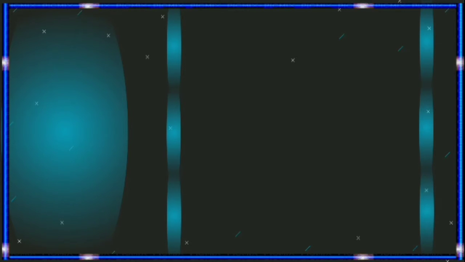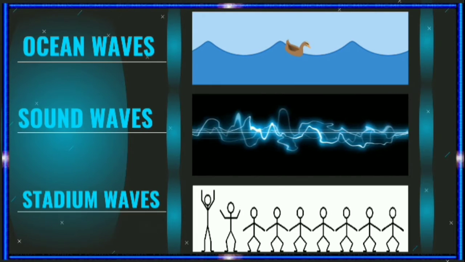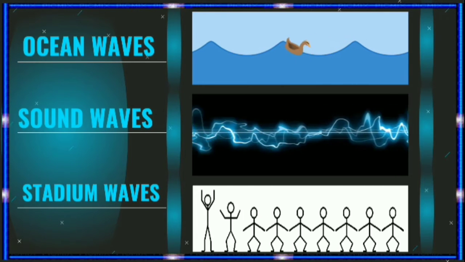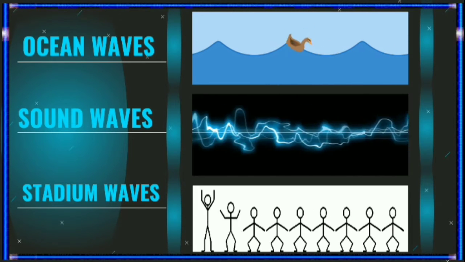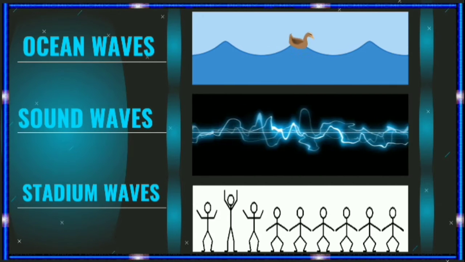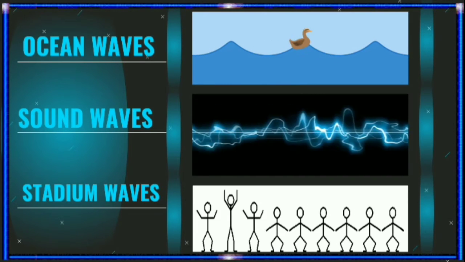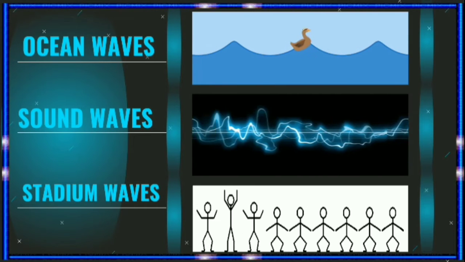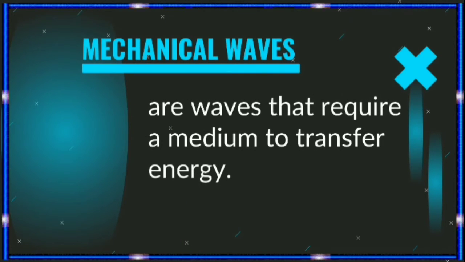Other examples of waves are ocean waves, sound waves, and stadium waves. These waves transfer energy by making particles of matter move. The energy is passed along from particle to particle as they collide with their neighbors. These types of waves that need a medium to transfer energy are called mechanical waves. Mechanical waves are waves that require a medium to transfer energy.